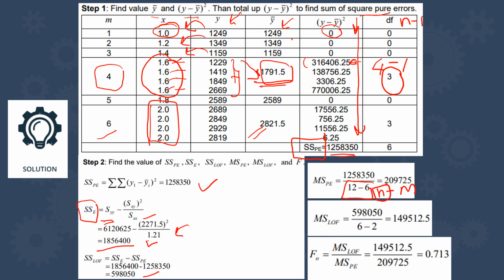N is your total observations. You have the 12 observations and you minus m. What is m just now? Our groups here: 1, 2, 3, 4, 5, 6, that we grouped all the replicates, so 6. And then the mean of square lack of fit: here, you take the sum of square lack of fit divided by m minus 2. So 6 minus 2, and then you will have the F test statistic.